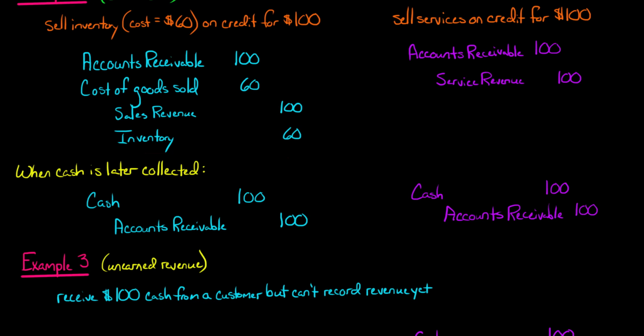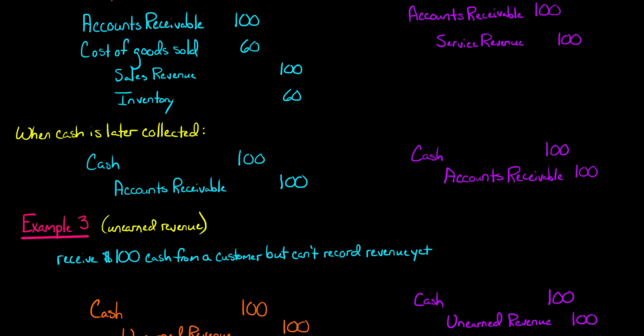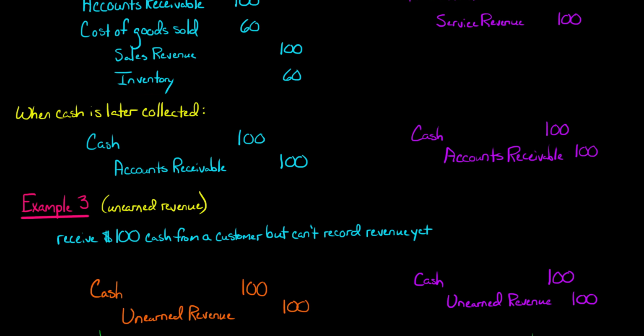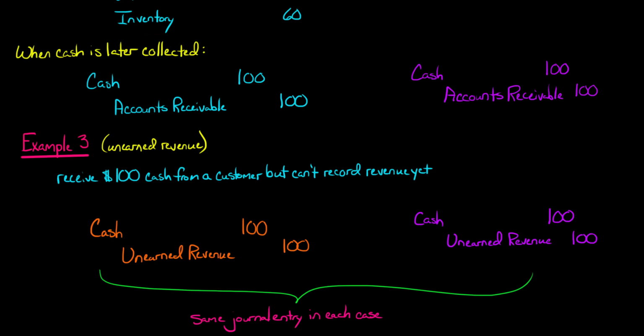Now, the final example, we're going to have unearned revenue, where the company is receiving cash from a customer up front, but the company cannot record the revenue yet. So in the scenario with the inventory, for example, we could just say that the company has not delivered the inventory to the customer yet. And with this example with the services that we talked about before, we just assume the company has not provided the services yet. So this is just a scenario where the company has received the cash, but it has not done yet what it is supposed to do to be entitled to recognizing this revenue.